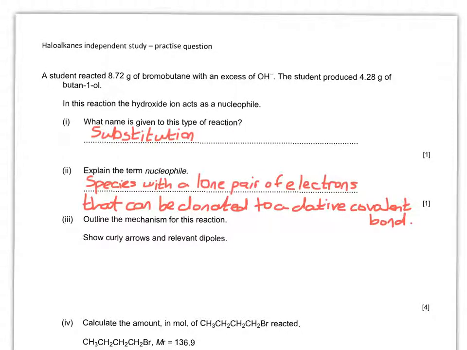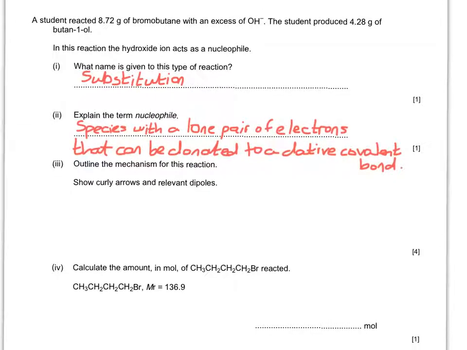So the next part asks us to outline the mechanism for this reaction. Obviously this is the nucleophilic substitution mechanism that we've just talked about in this clip. So I'm going to move the page down a bit to make some room for that. So it asks us to show curly arrows and relevant dipoles. It's very important to follow that instruction because quite often when we're marking past paper questions and tests that students do, for mechanisms they often forget to do that even though it's printed right in front of them. So make sure you read that and take it on board and incorporate it into what you're doing.